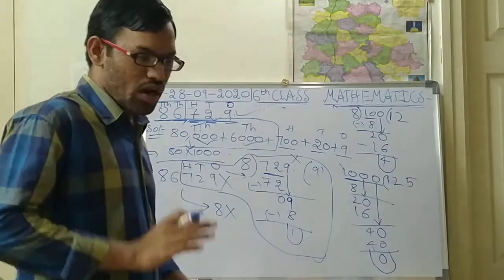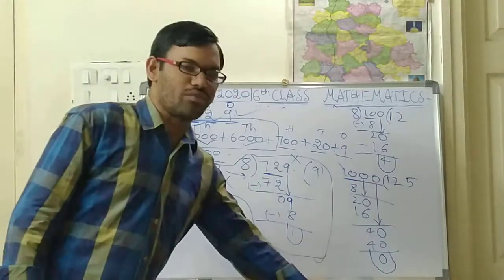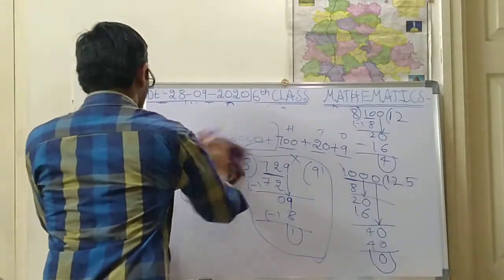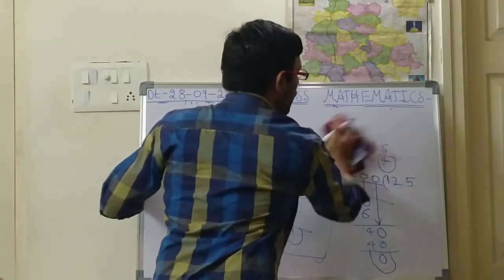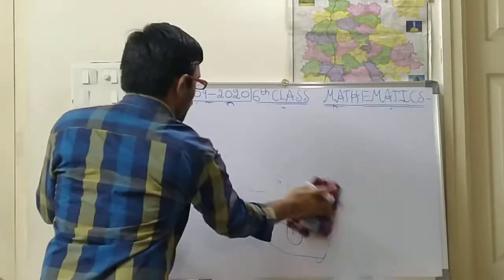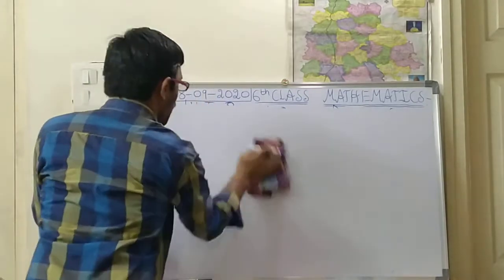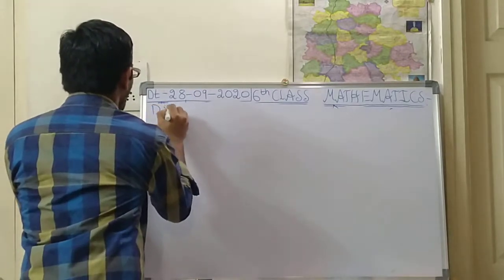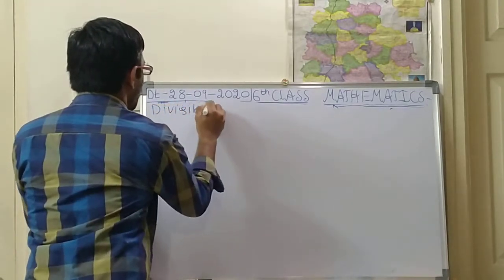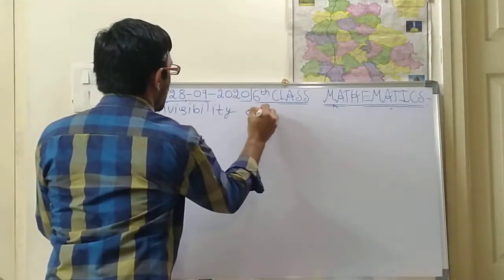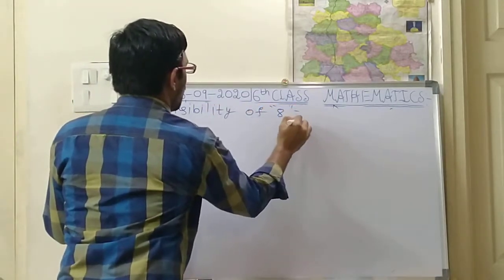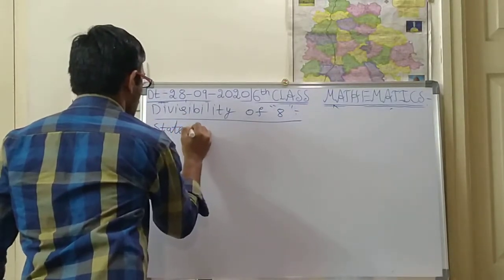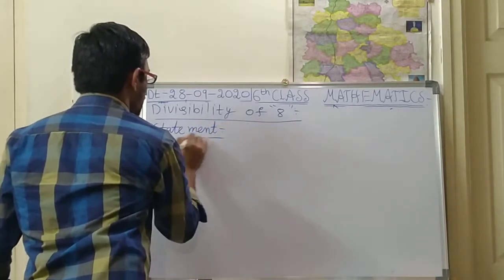So what is the final statement of this divisibility rule of 8? I am writing on the board. You can copy it in your notebook. Divisibility of 8. What is the statement? Statement of divisibility of 8.